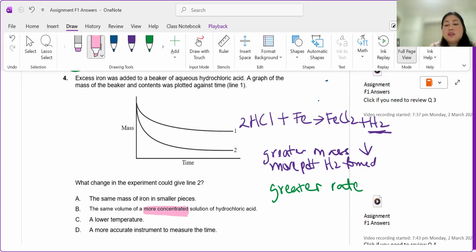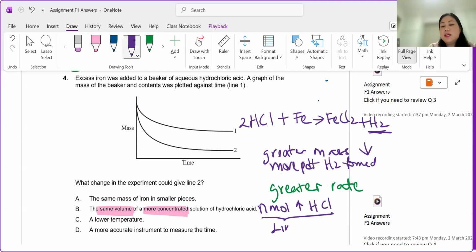And with a more concentrated HCl, but we are keeping the volume the same, the number of moles of HCl increases. And HCl here is the limiting reagent. So we have more limiting reagent, therefore we will have more product.